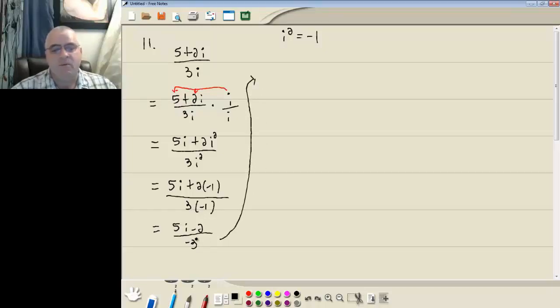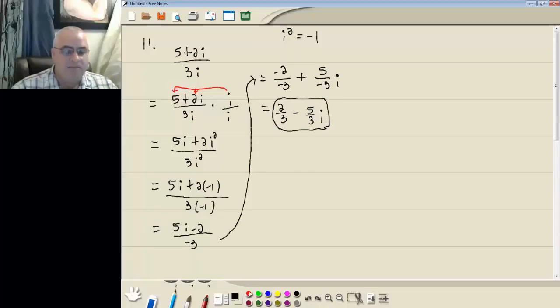Standard form says that you want the real part separate from the imaginary. So I'm going to put the real part over the denominator. So I've got negative 2 over negative 3. And I'm going to put the imaginary part over the denominator. So we've got 5 over negative 3 with an i to the side. Well, negative over negative becomes positive, so that's 2/3. And I'll put this negative out in front. So 2/3 minus 5/3 i.